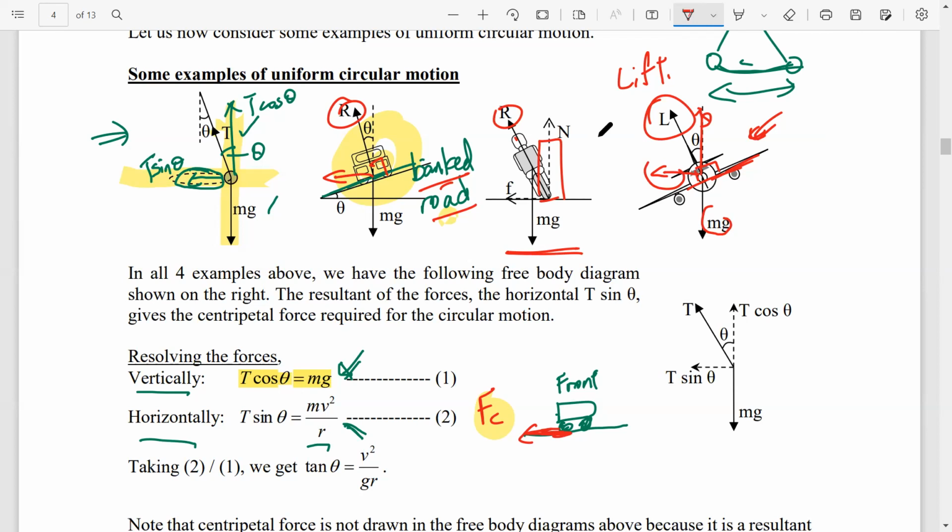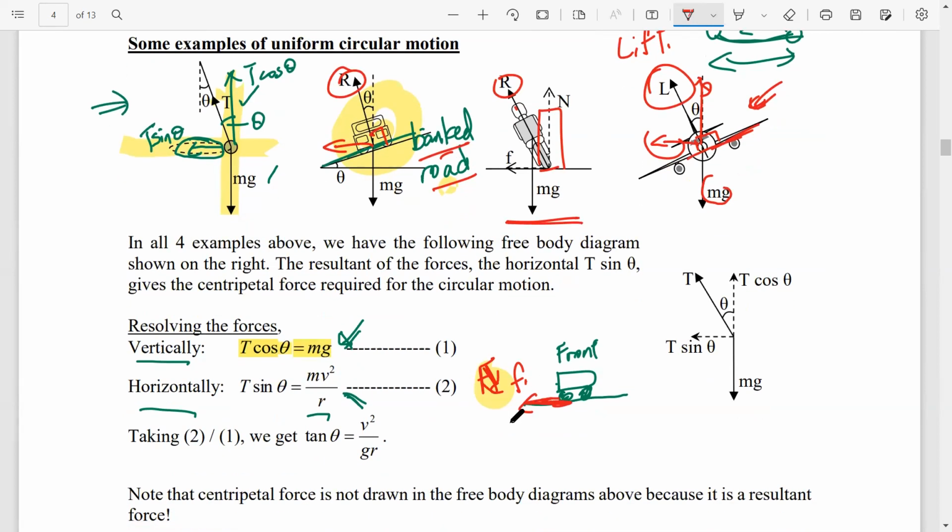So you can see that centripetal force is always provided by other forces. And when you see a free body diagram, you don't have a force that is labeled as centripetal force. This one is a bit off, maybe I should have labeled it as friction. There's no labeling of a centripetal force on a free body diagram because it's the resultant of all the forces acting on it.